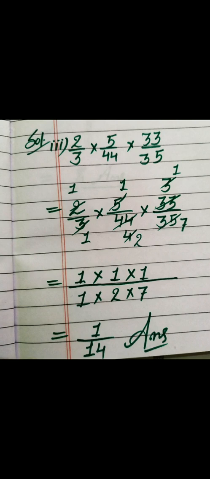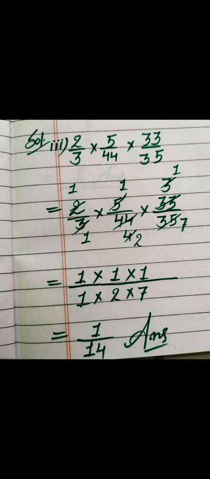And this 5 and 35 can also be simplified by 5, as 5 ones are 5 and 5 sevens are 35. Now you will see that this 2 and 4 both can be cancelled by 2, like 2 ones are 2 and 2 twos are 4, and you will see both the 3s can also be cancelled. So in the numerator we will get 1 into 1 and in the denominator we will get 1 into 2 into 7. So after multiplication we will get 1 upon 14. This is our final answer.